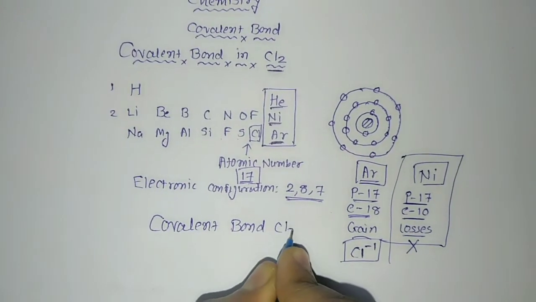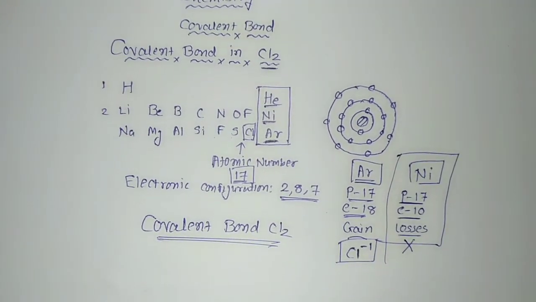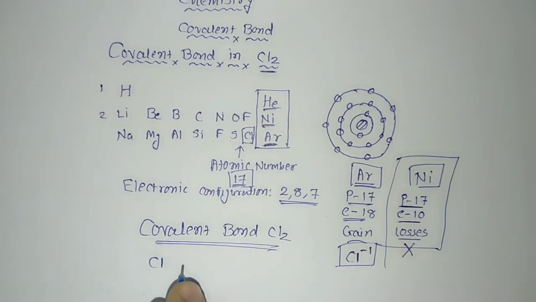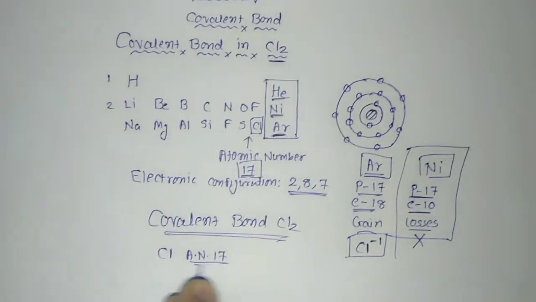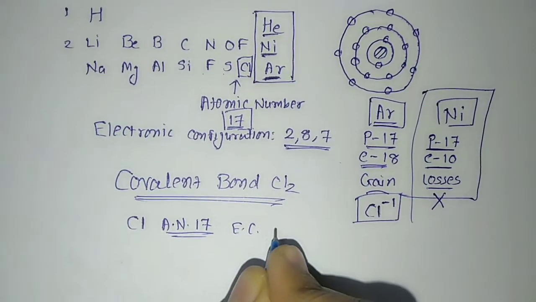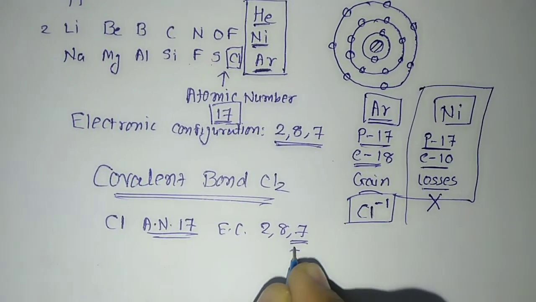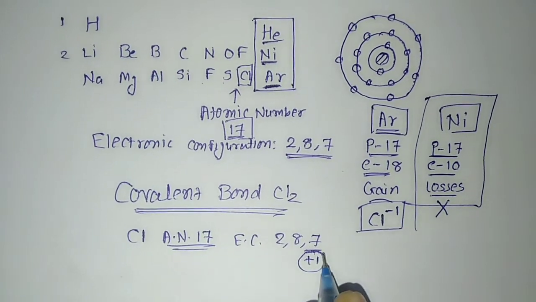How does the covalent bond form in Cl2? First of all, I'll write it. Its atomic number is 17, as you know. The electronic configuration, as we have written, is 2, 8 and 7. It is easy to gain one electron. If it gains one electron, then it would be 2, 8 and 8.